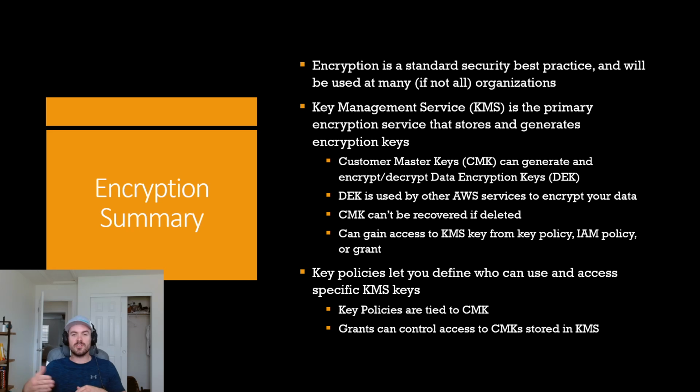So, in reviewing encryption, we want to remember that encryption is a standard security best practice, and it's likely going to be used at pretty much any organization or company you'll ever work at. It's that important. Within AWS, we have Key Management Service, KMS, being the primary encryption service that's going to help us store and generate encryption keys. Within KMS, we have customer master keys, CMKs. We've got data encryption keys, DEKs, but the CMK is what actually generates and then encrypts and decrypts the DEKs.